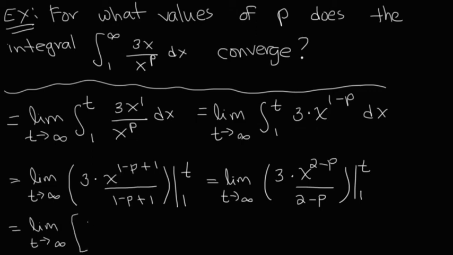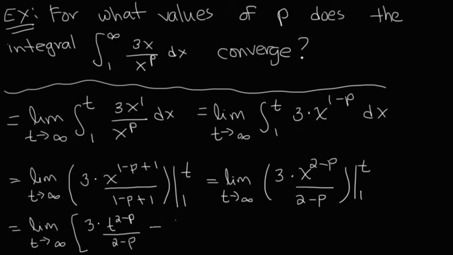So what I'm getting here is 3 times t to the 2 minus p. So just subbing in t for x, and then 2 minus p. This part is a little bit confusing because you're not subbing in the bounds for p, you're subbing them in for x. That's the variable here.